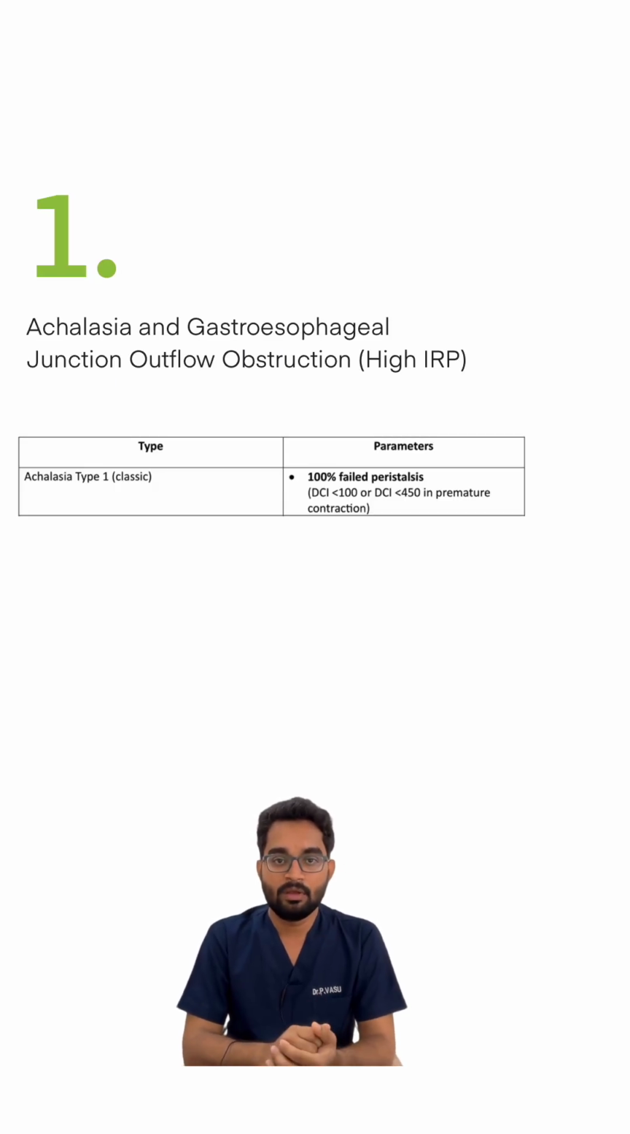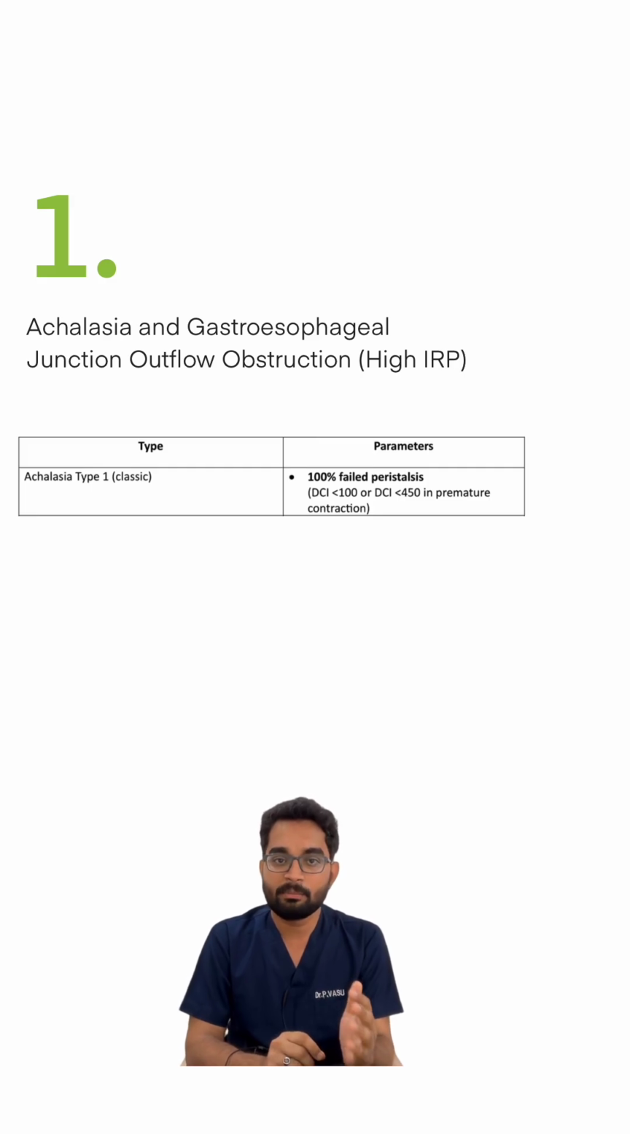Coming to the first subgroup, achalasia cardia and gastroesophageal junction obstruction. In this condition, as we already discussed, there is high integrated relaxation pressure. That means the LES is not relaxing properly. Achalasia is again divided into 3 subtypes, type 1, 2 and 3. Type 1 achalasia is also called classical achalasia, where there will be 100% absent or failed peristalsis.